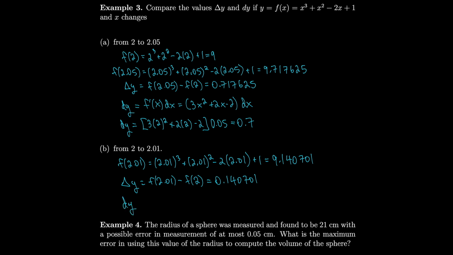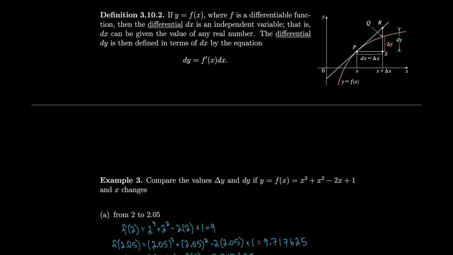Okay, dy, we already got the derivative, so we just plug in 3 times 2 squared plus 2 times 2 minus 2, but this time we multiply by 0.01 and we get 0.14. Now you could see that it's even a closer approximation for the change in y, because we're even closer to that point at which we're taking our tangent line. You can see that the closer you get, the smaller the difference between delta y and dy becomes.